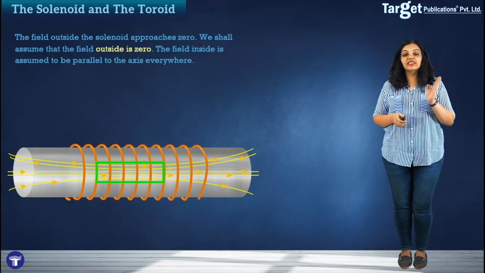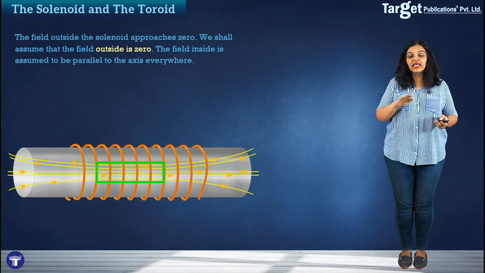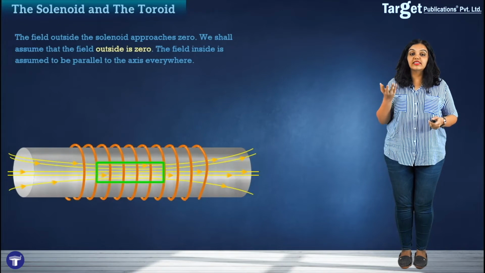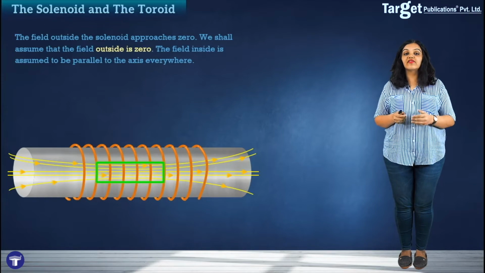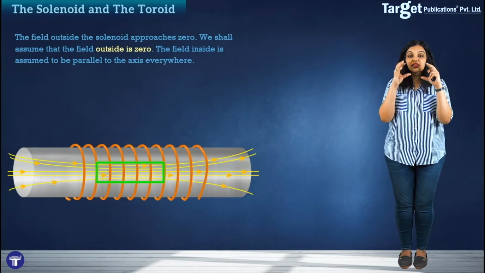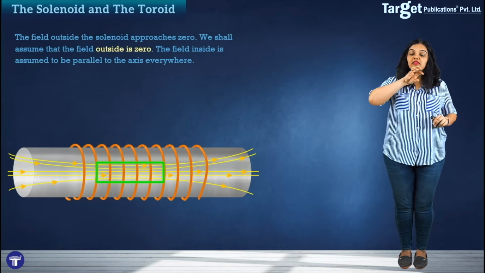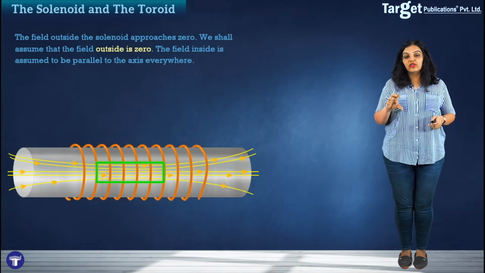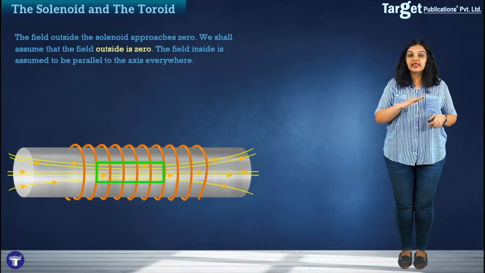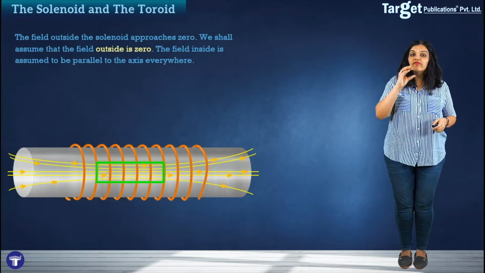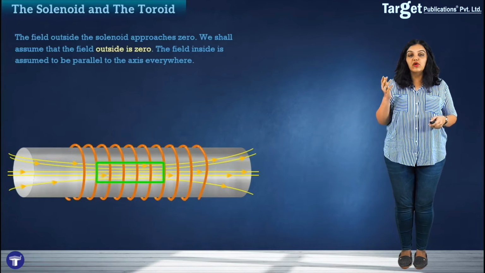And therefore I say that the field inside is parallel to the axis everywhere. That's also an assumption we're making, that it's parallel to the axis everywhere, and we're assuming that outside it is 0, which means that to make the derivation, that is, to find the magnetic field of a solenoid, we are going to look at a really small section as shown by this green rectangle. We are focusing only on this small section of the solenoid, because in this section we are assuming that the magnetic field is parallel along the axis everywhere. This is a good assumption only for this interior section, and of course outside we have assumed that the field due to the solenoid is 0.